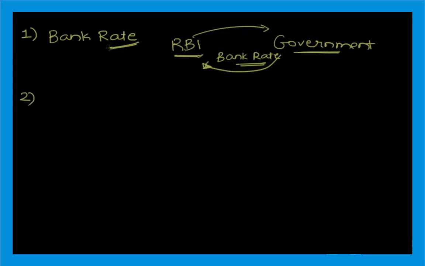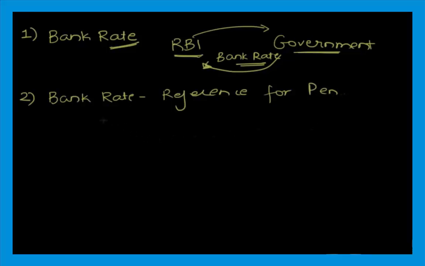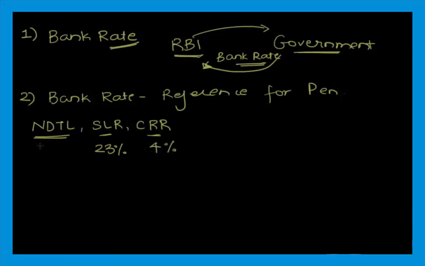The second main reason because of which the bank rate exists is that the bank rate is used as a reference for penalty. What do I mean when I say reference for penalty? Let me throw some light on the same. In marginal standing facility and liquidity adjustment facility, we understood a few terms called NDTL, SLR, CRR. Every bank is expected to keep an X percentage of NDTL under SLR and CRR. It is 23% and 4%. So if the bank has 100 rupees of NDTL, the bank will have to keep 23 rupees under SLR and 4 rupees under CRR.